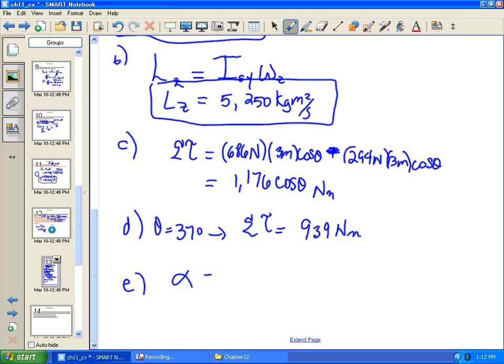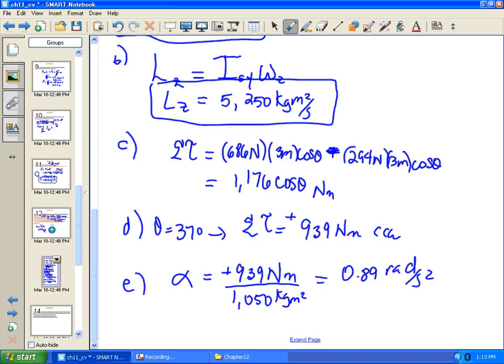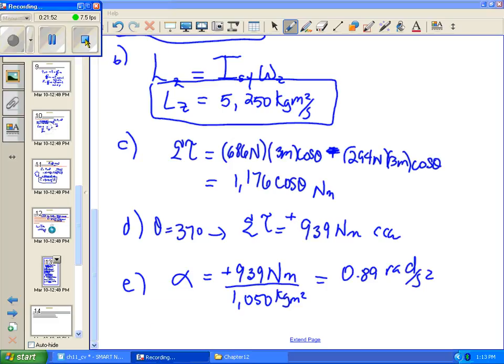If we are trying to determine alpha, we take the net torque, 939 newton meters, which by the way would be considered positive since it's counterclockwise, and we would divide it by the moment of inertia, 1,050 kilogram meters squared, and that should give us a value of 0.89 radians per second squared. Well, this concludes the last part of the problem solving session for Chapter 11. Until next time.